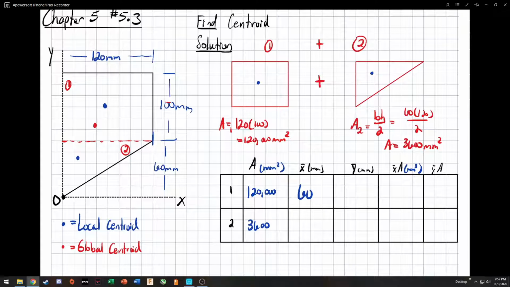Now we need to find our y bar. Our y bar on the rectangle, starting from the origin, goes up halfway up the rectangle. So we have to go up the full amount of 60 plus half of the 100. So it's going to be 60 plus 50. We're going to have our y bar be at 110 millimeters.